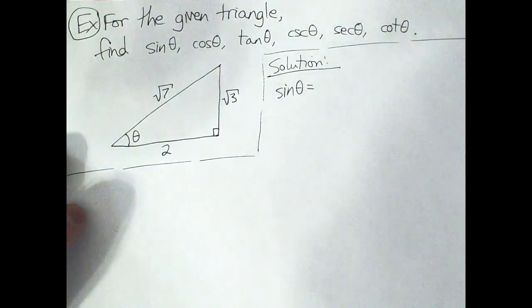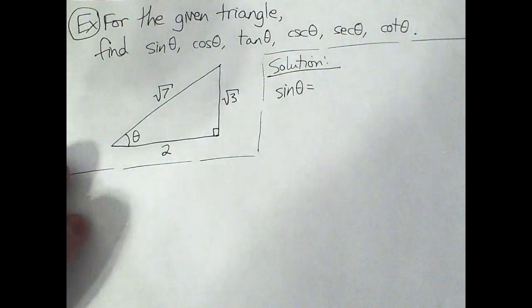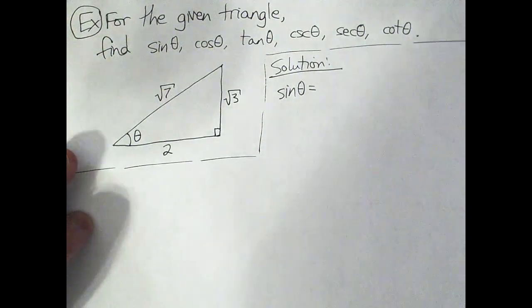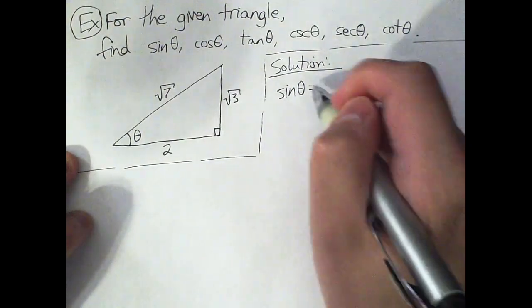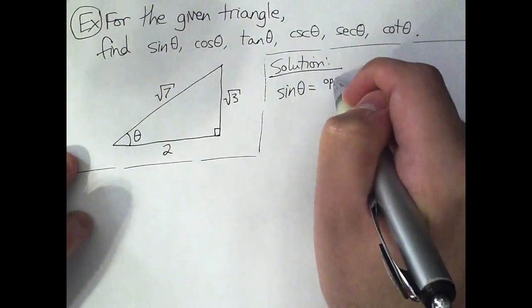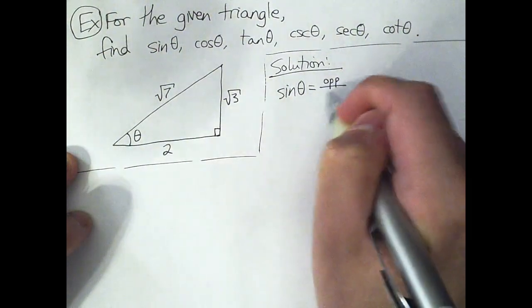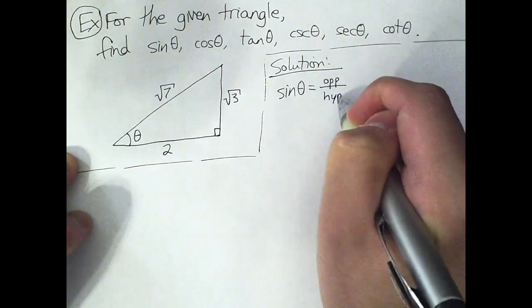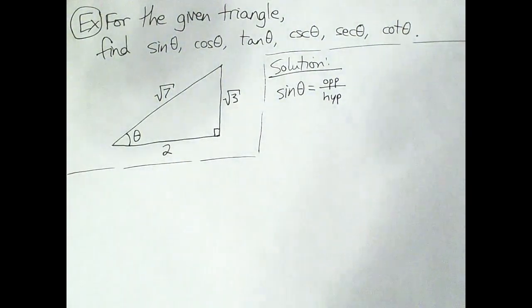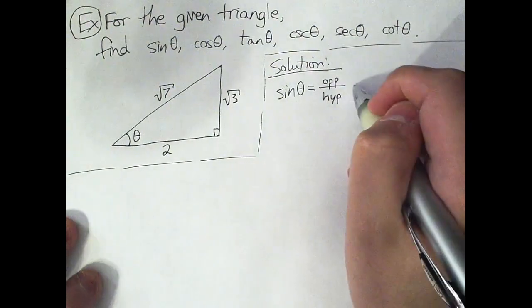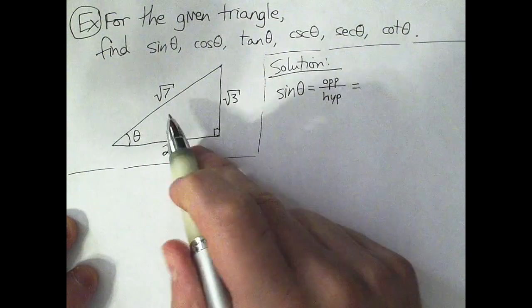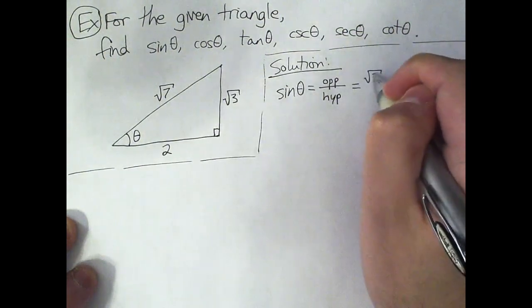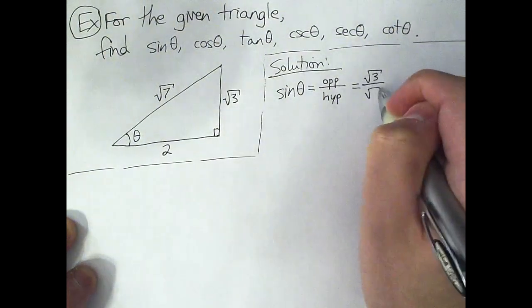We could actually answer these in any order we want, right? There's 6 problems. You could do them in any order. I'm going to start with the first 3. So sine of theta is opposite over hypotenuse. I remember that. We sometimes abbreviate it, like opposite over hypotenuse, just because we might write these over and over again. So opposite, what's the opposite side? Square root of 3. And what's the hypotenuse? Square root of 7. So square root of 3 over square root of 7.